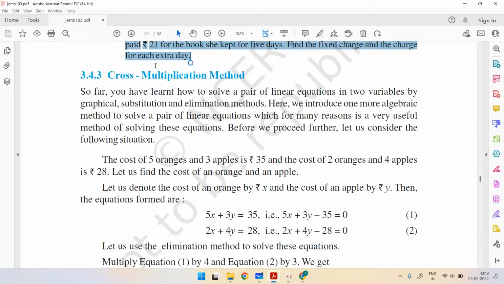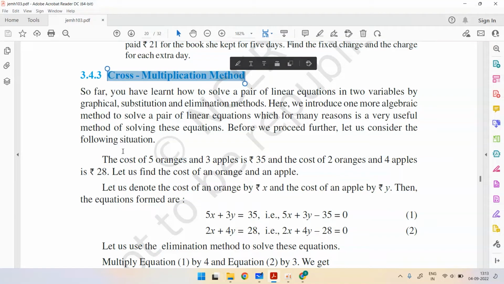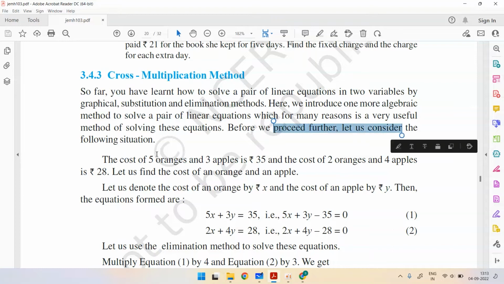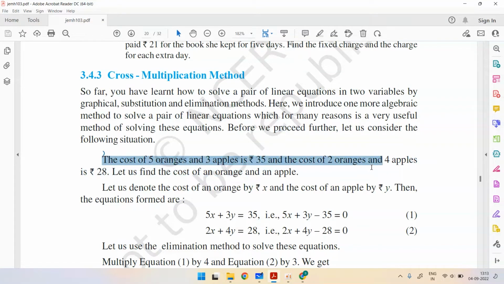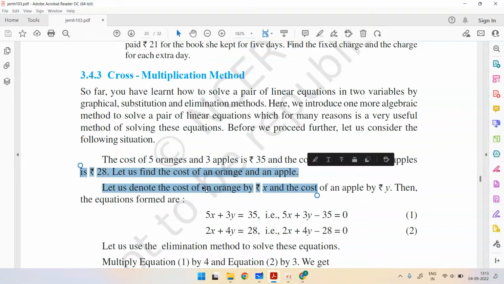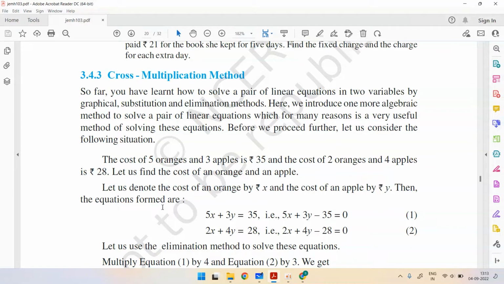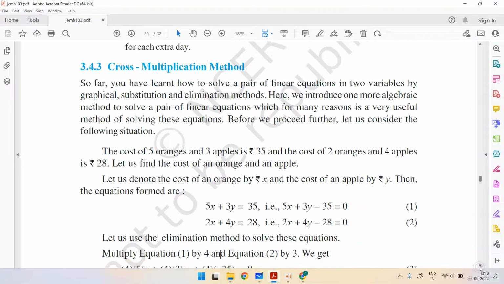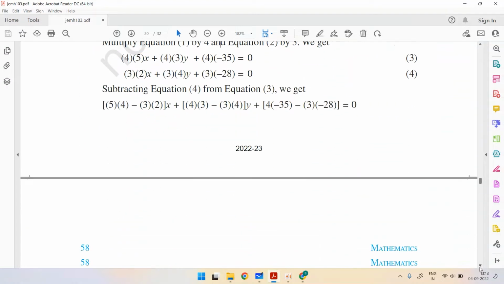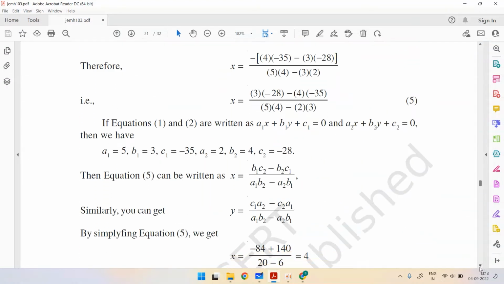In the last lecture, we completed up to this question. Now we will be doing the cross multiplication method. This is a condition where the elimination method was taken. They have considered that the cost of 5 oranges and 3 apples is 35, and the cost of 2 oranges and 4 apples is 28. Let's find the cost of an orange and an apple. So this is by the elimination method. They have considered that if we multiply this by this, this and this will be cancelled.